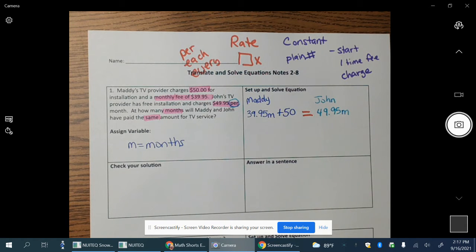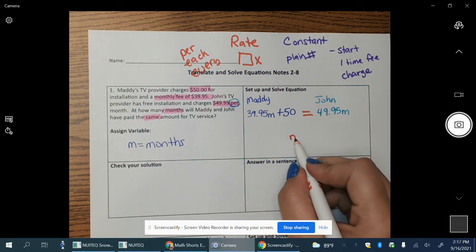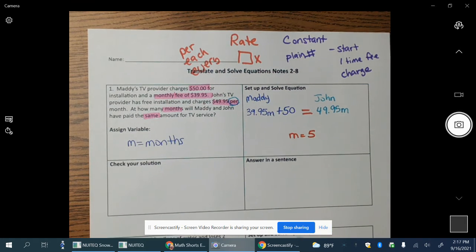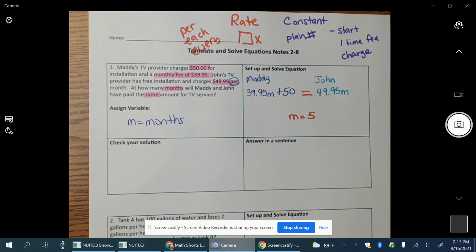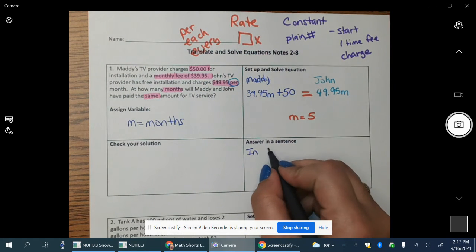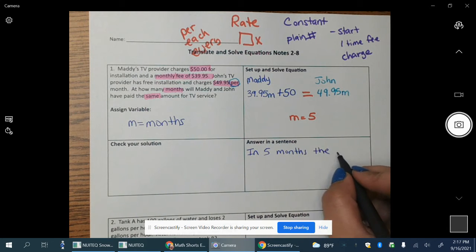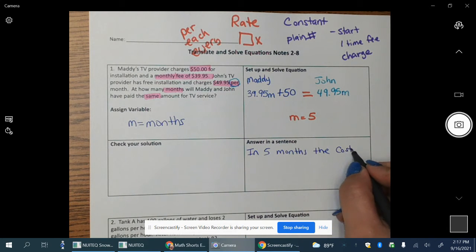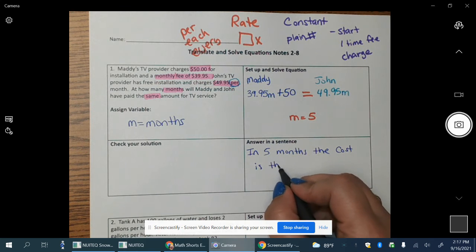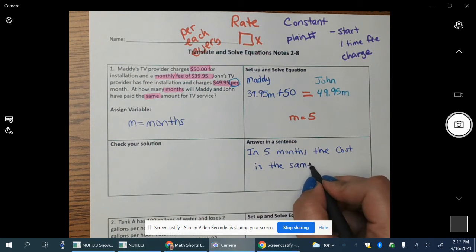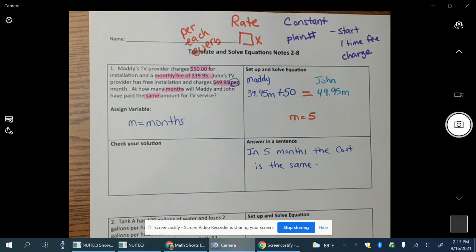We have done algebra until we are blue in the face, so I'm not going to do the algebra. I'm just going to tell you the answer. The answer is M equals 5. But what does that 5 mean? 5 months. What happens in 5 months? They're going to be the same. Amount of months, so in 5 months, the cost is the same. You have to make sure you understand what that means. In 5 months, the cost will be the same.